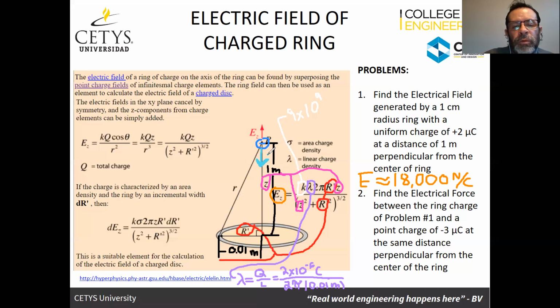In problem number 2, we want to find what force would be exerted on that charge. And that charge is -3 microcoulombs. So we know that the force exerted on the charge is going to be equal to the electrical field that we just found, multiplied by the charge.